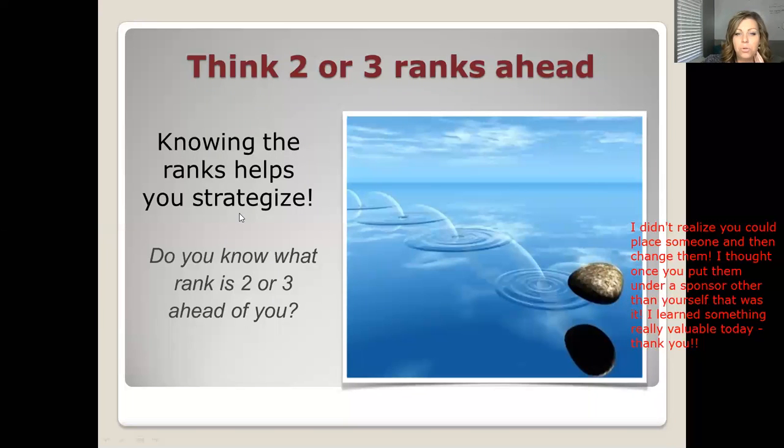Okay, think 2 or 3 ranks ahead. So when you're placing somebody on your team, don't think right now and today. Think, okay, if you're right now an Elite, but you're trying to hit Premier and eventually Silver, you want to place people strategically. Premier needs to have 2 executive legs, so you don't want to place people just all over the place because you're trying to hit Elite this month. You want to make sure, I need to eventually start building 2 executive legs. So who's going to be my top leg here? Who's going to be my top leg here to help me eventually reach that volume for next month?